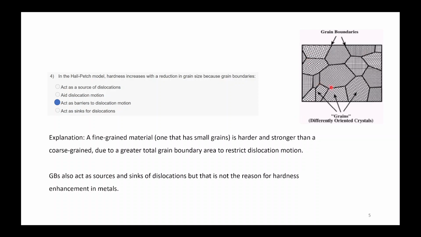Here it is a polycrystalline material, so different grains are there, and all grains will have a different orientation. So when a dislocation is moving in this grain along a particular slip plane, moving that dislocation into another grain will require extra stress. That's why these grain boundaries enhance the strength of the material.